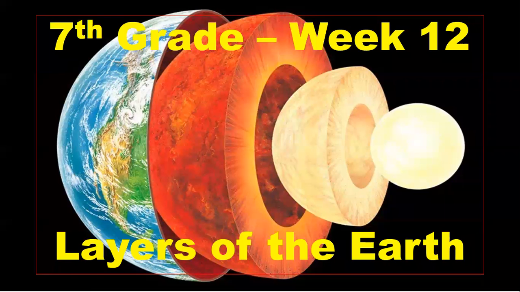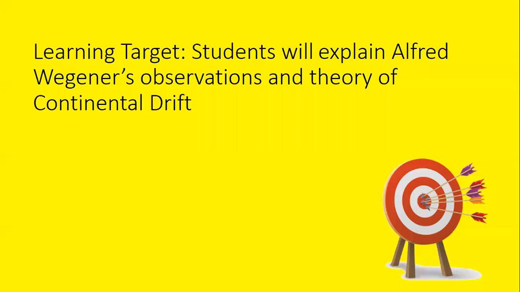Seventh grade, we're in week 12, talking about the layers of the earth. And today we're talking about something very special. By the end of today, you should be able to explain Alfred Wegener's observations and the theory of continental drift.